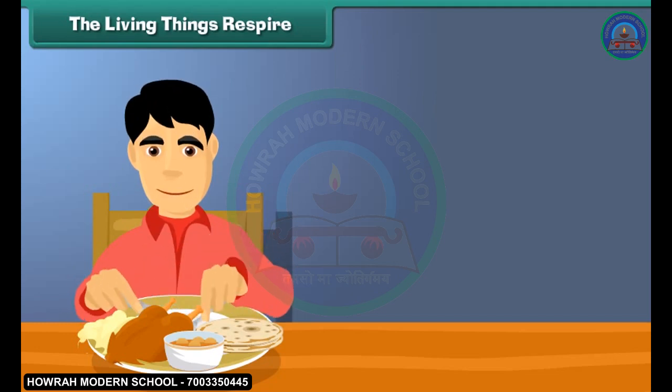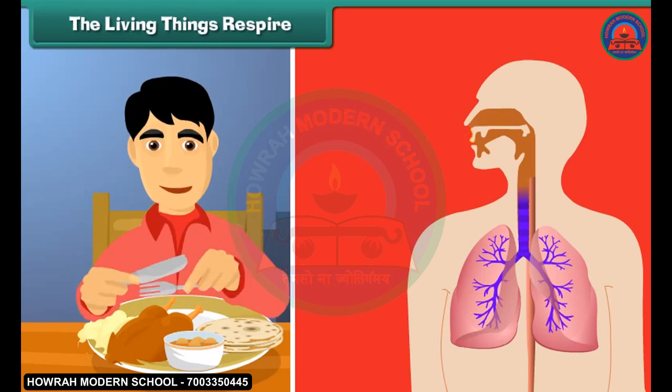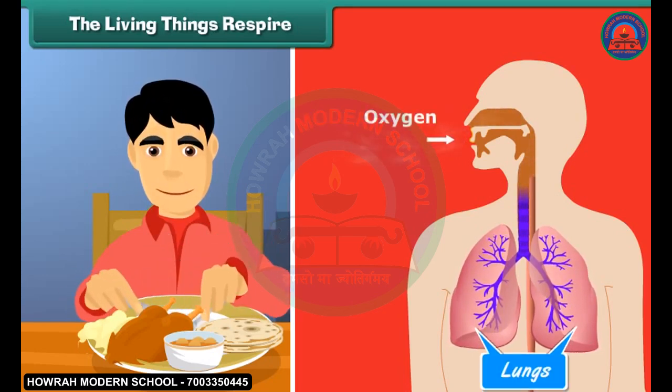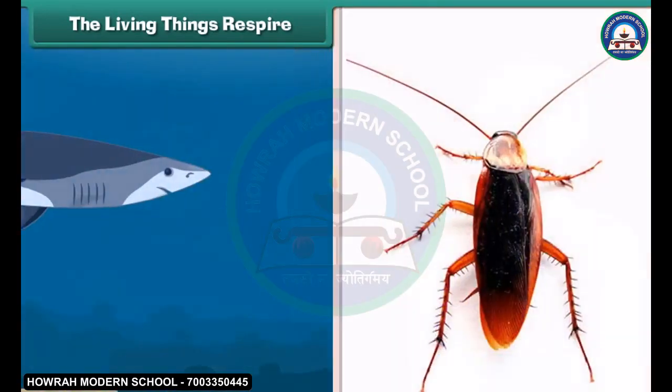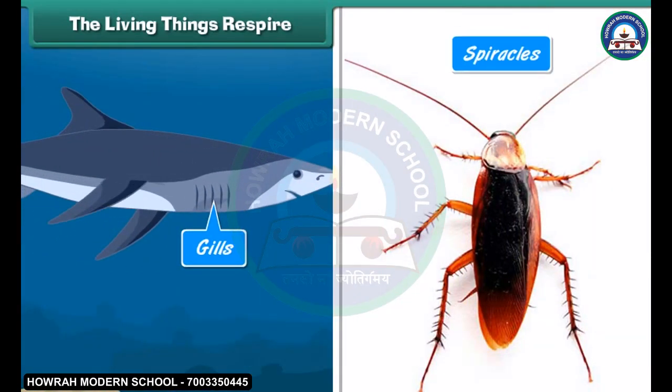During respiration, oxygen is breathed in, and through the blood it reaches each and every cell of the body. Human beings have lungs for respiration. Fishes have gills, and cockroaches have spiracles.